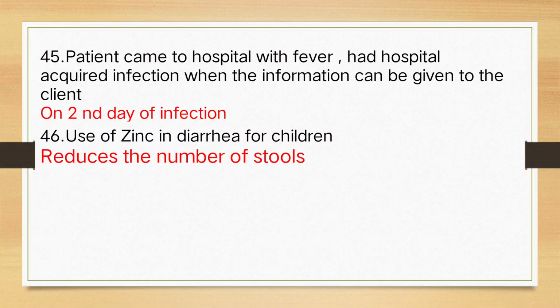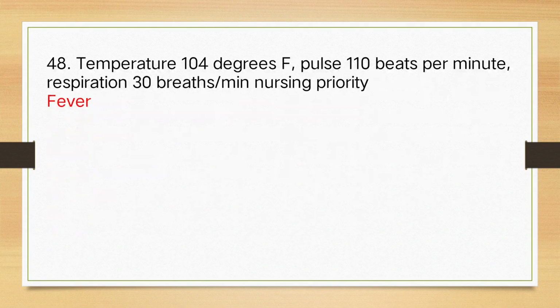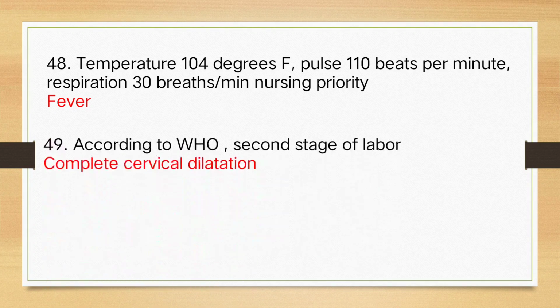What is the use of zinc in diarrhea for children? So it will reduce the number of stools. Thrombocytopenia question was asked. So due to thrombocytopenia, what happens to the skin? So we can see bruising over the skin. Temperature 104 degree Fahrenheit and the pulse is 110 beats per minute and respiration is 30 breaths per minute. What is the nursing priority or nursing action? Among this, what is the priority? So fever, that is temperature 104 degree.